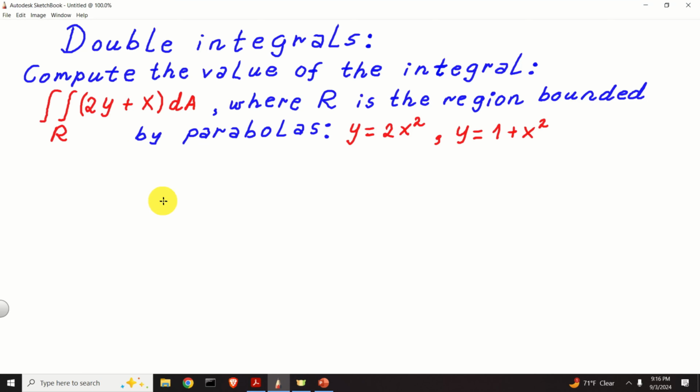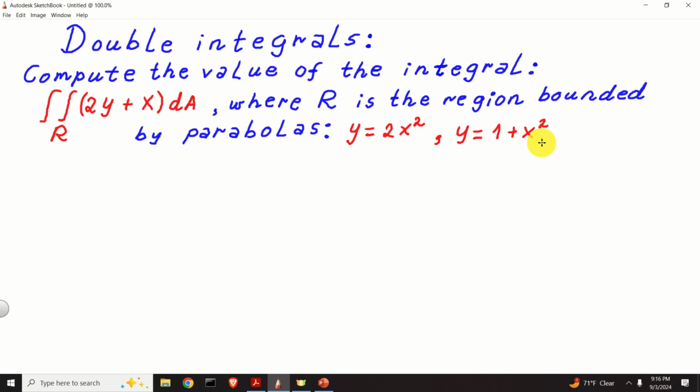Hello everyone. In this tutorial we explain how to compute, or better to say how to evaluate double integrals. And let's immediately start with an example. Compute the value of the integral given over here, where R is the region bounded by two parabolas. Here's the first parabola and here's the second parabola.